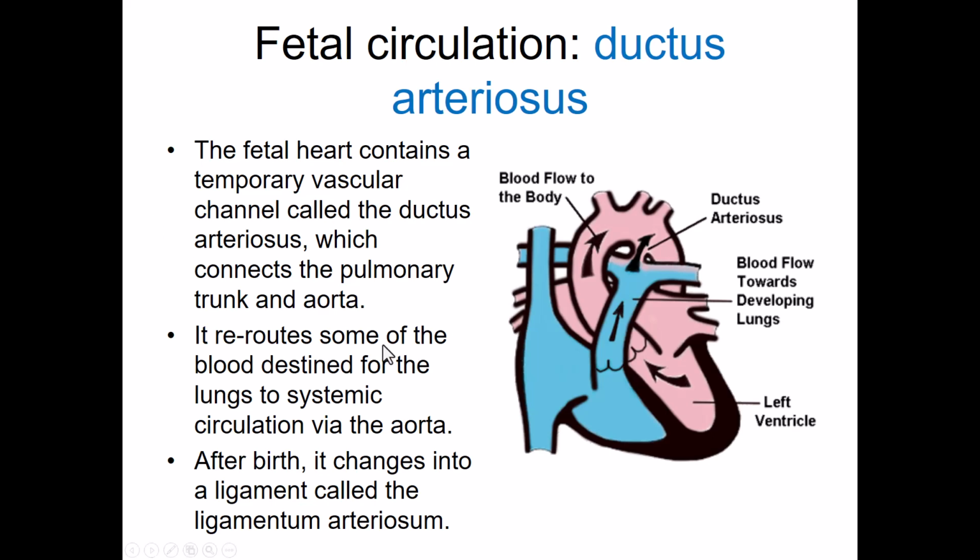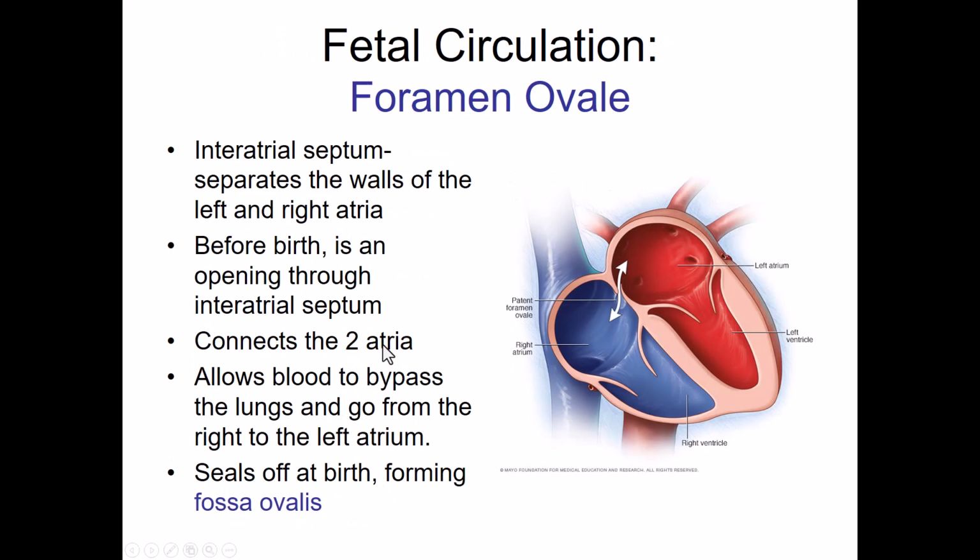There's also a very similar structure called the foramen ovale that will also allow the passage of oxygen-poor and oxygen-rich blood between the right and the left atrium. This is in the interatrial septum, which is the wall of the myocardium that separates the right and left atrium. So the foramen ovale is there in the fetus, but this seals off after birth, forming a little indentation called the fossa ovalis. So the same reasoning for the ligamentum arteriosum applies to the foramen ovale.